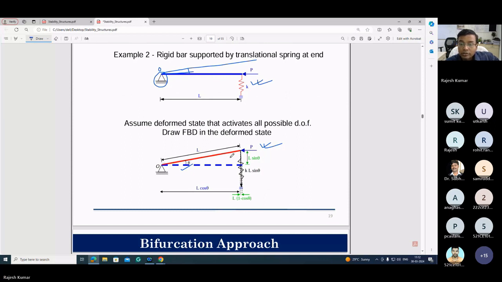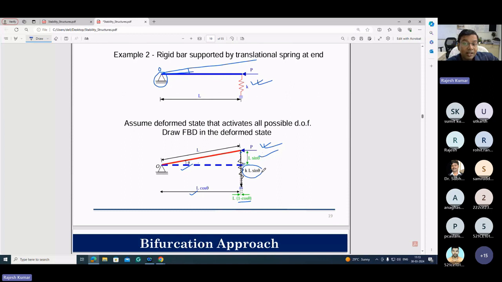Now, obviously, this is the theta. Then this will be L sin theta, and this will be L cos theta. Then the difference between the positions of this and this will be L into 1 minus cos theta. How much is the spring going to elongate?